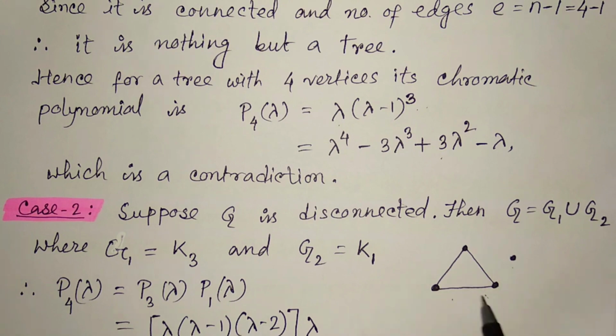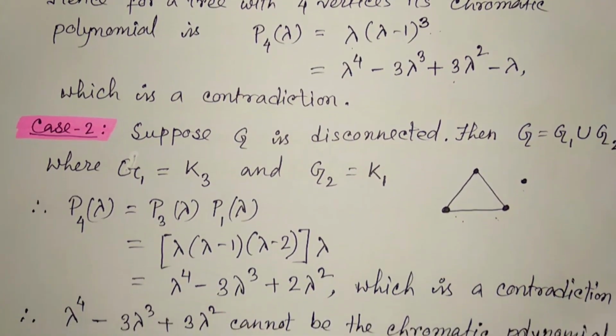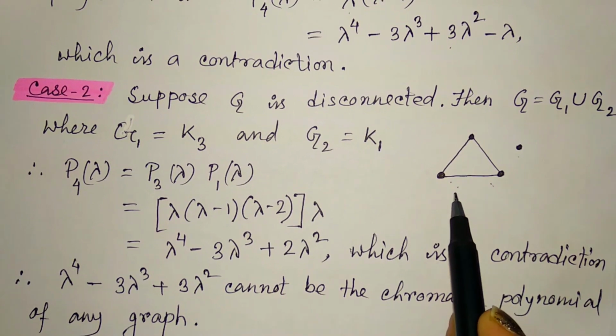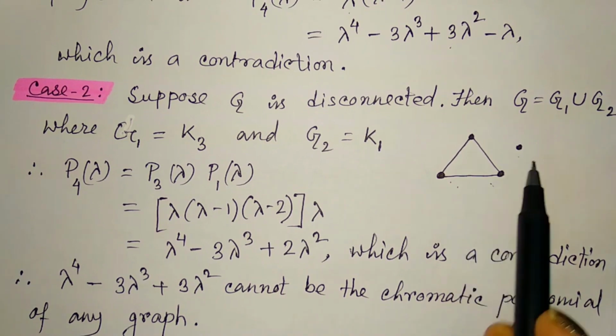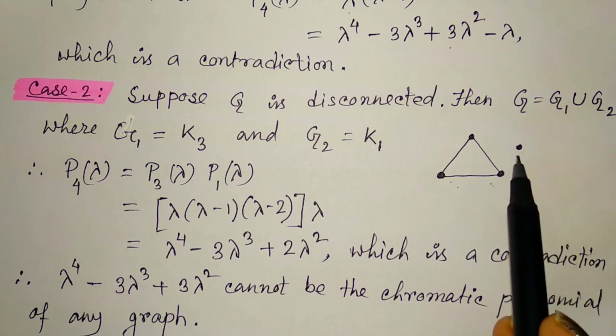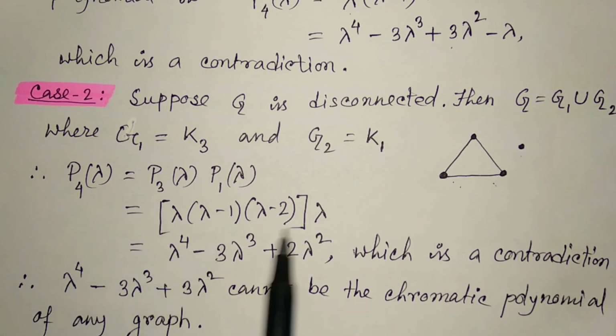Both are complete graphs. Here is the complete graph with 3 vertices, and this is the complete graph with only 1 vertex. Accordingly, the chromatic polynomial for this one is lambda into lambda minus 1 into lambda minus 2. And for this one, its chromatic polynomial is only lambda, because we can treat it as a null graph. So if we multiply these two, then we will find this one.